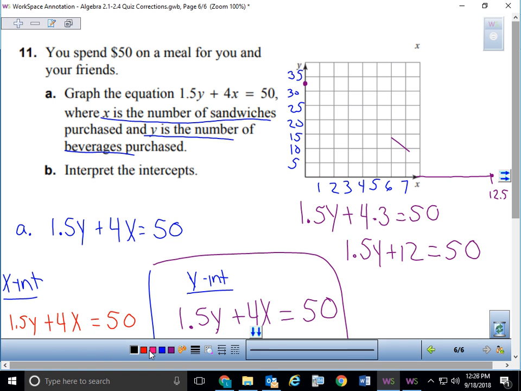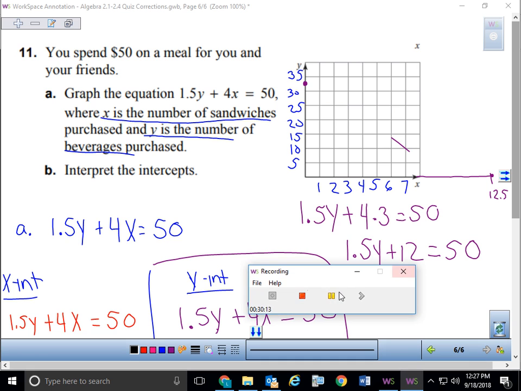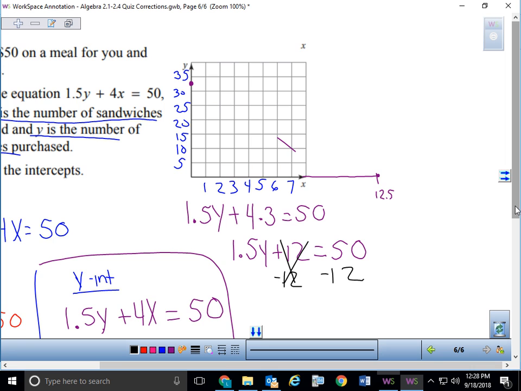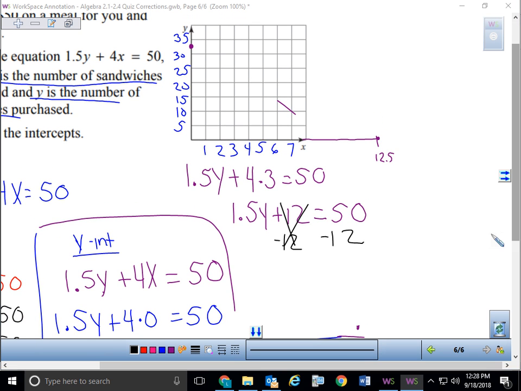I'm trying to solve for my y. Okay, so we're trying to get our y by itself, so we're subtracting 12 from both sides. I'm going to scoot over here for some more space. When I do 50 minus 12, that just gives me 38. And I'm left with 1.5y on the left. Getting y by itself, I'm undoing the secret operation of multiplication.